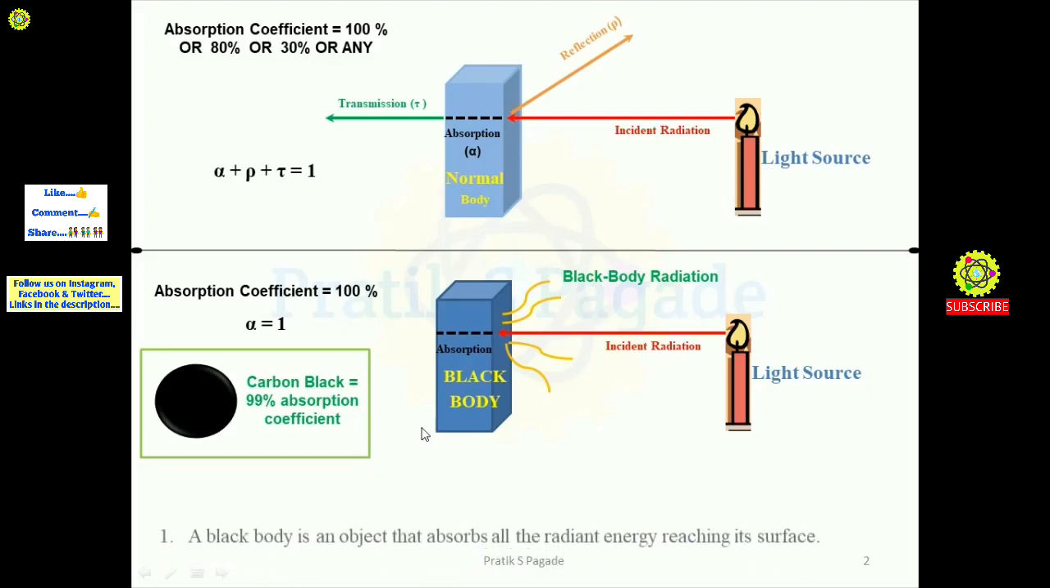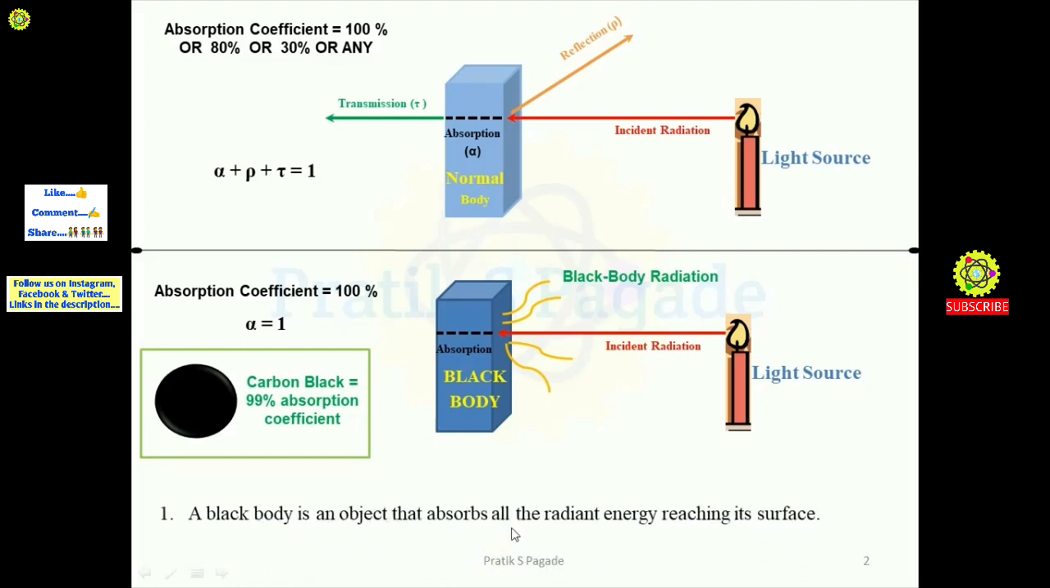Further, a black body is an object that absorbs all the radiant energy reaching its surface. As we have seen here, all the energy of the incident radiation which came from this light source is absorbed by the black body. Further, no actual body is perfectly black, please note that.